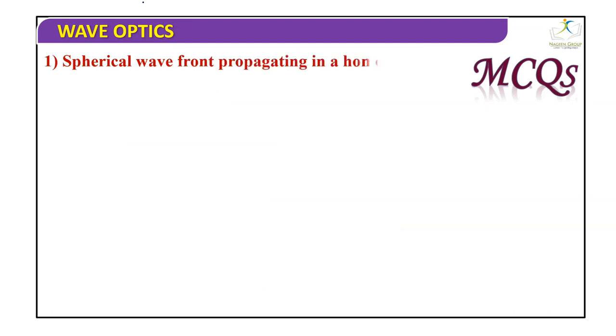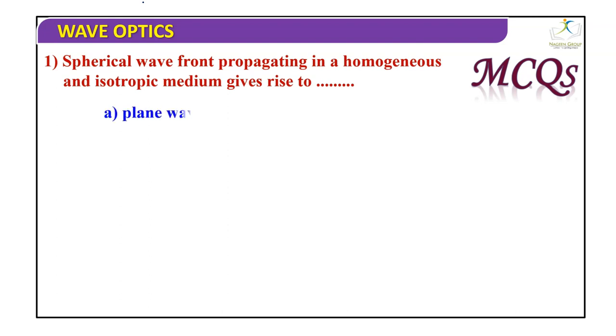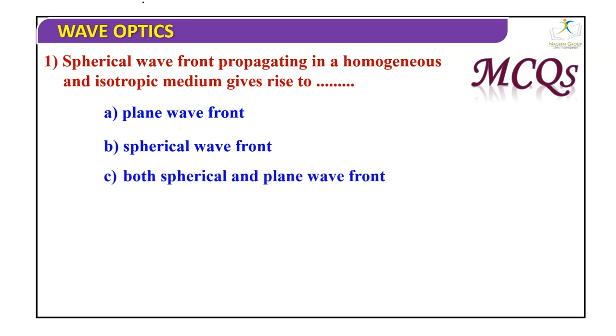Now let's move on to some questions. A spherical wavefront propagating in a homogeneous and isotropic medium gives rise to: plane wavefront, spherical wavefront, both spherical and plane wavefront, or cylindrical wavefront. So the correct answer is both spherical and plane wavefront.